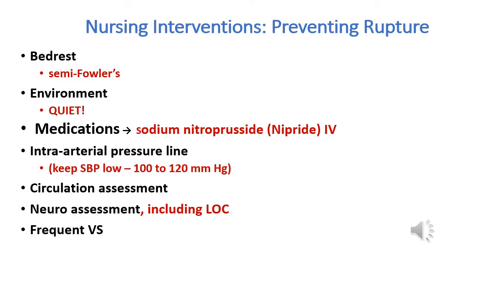The nursing interventions that we employ if a rupture occurs is bed rest. We want to look at a semi-Fowler's position, mostly so that we don't put pressure on the aorta itself, also to assist with effective gas exchange. We need a quiet environment. We need to keep the blood pressure down.